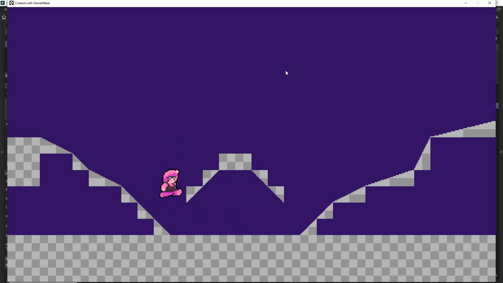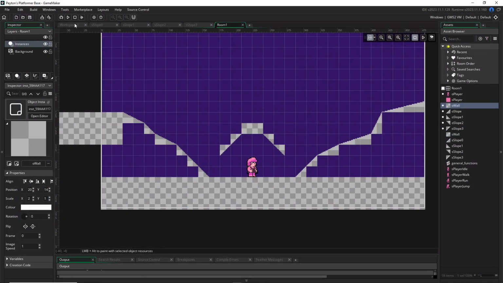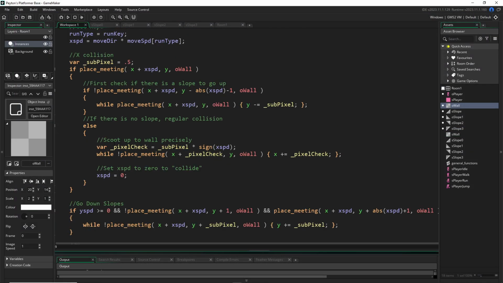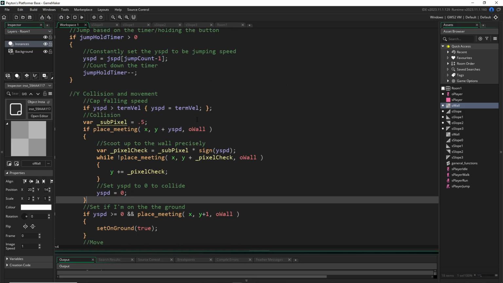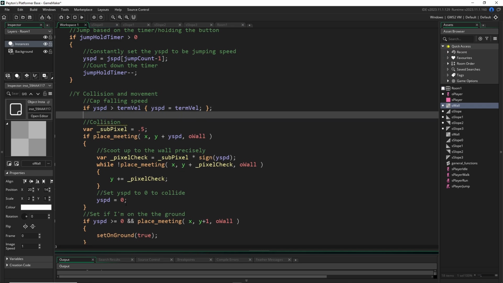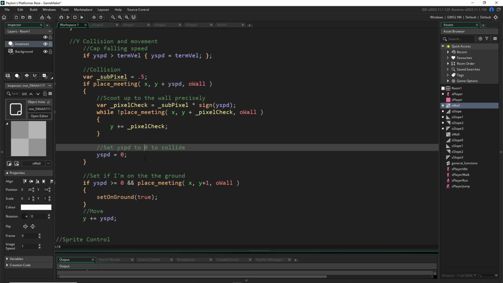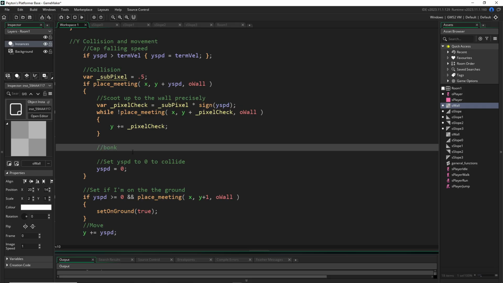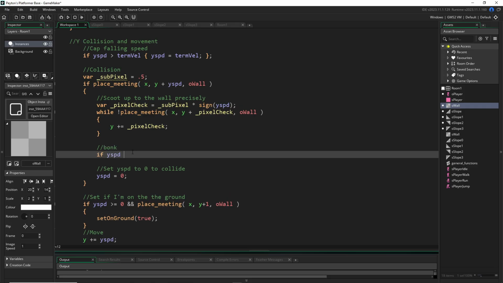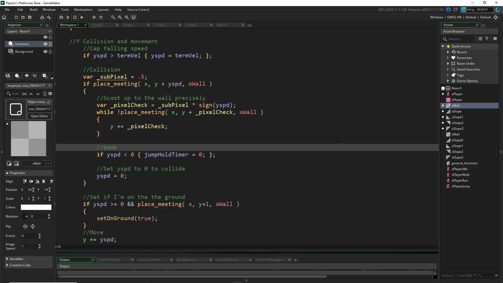I probably showed you a way where we can very easily do that. In fact, since I haven't actually put it in this project yet, I can show you right here, down in the Y collision. Before setting our Y speed to 0, I mentioned this is sort of a bonk. If my Y speed was less than 0, which means I was going upwards, then jump hold timer equals 0, right? That'll exit our jump. It'll basically be like releasing the jump button.